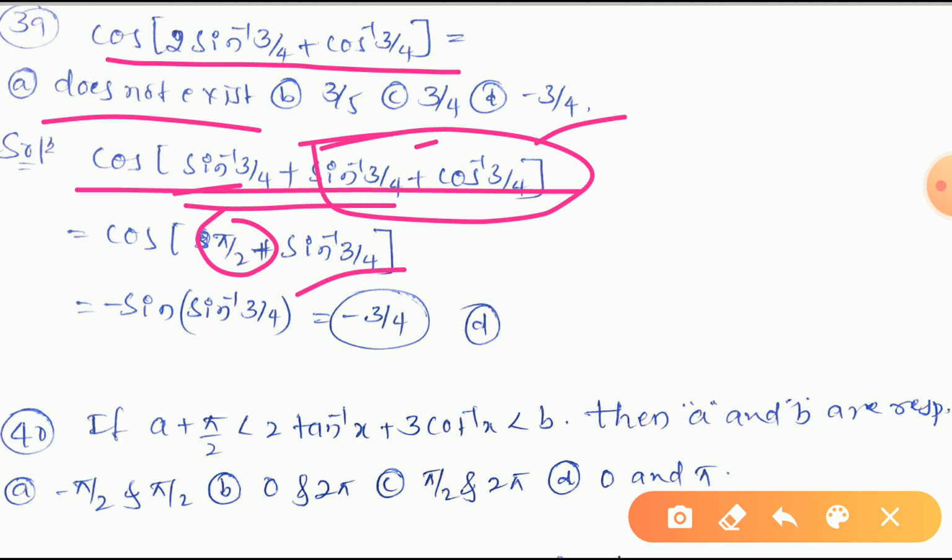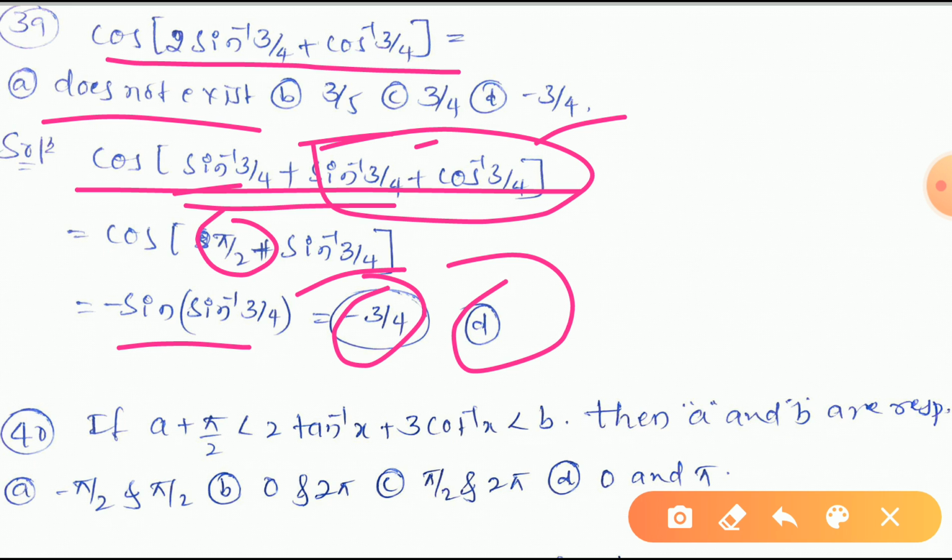So π/2 plus theta lies in the second quadrant. In the second quadrant, the sign of the cos function is negative. Because of π/2, the trigonometric function changes from cos to sin. Therefore minus sin of sin inverse of 3/4 is equal to, by the standard result sin of sin inverse of theta is equal to theta, minus 3/4. Therefore the right choice of this question is D.